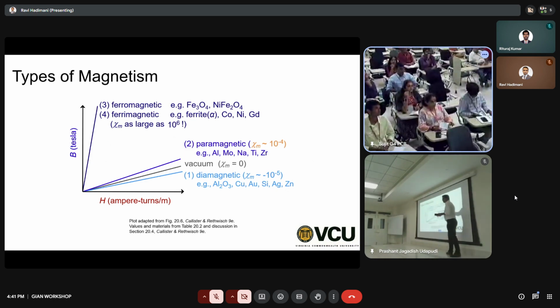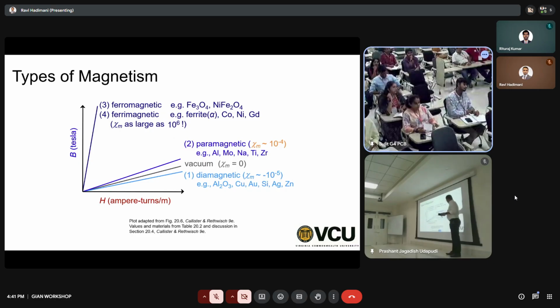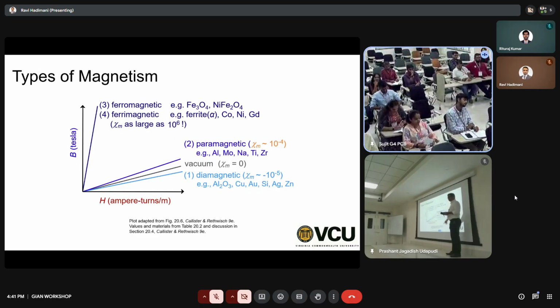So which means their susceptibility is somewhat small, or even if you look at their mu r, that is also small. And these materials are aluminum, molybdenum, sodium, titanium, zirconium, and so on and so forth.